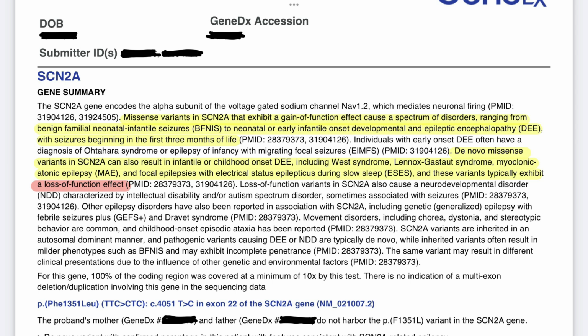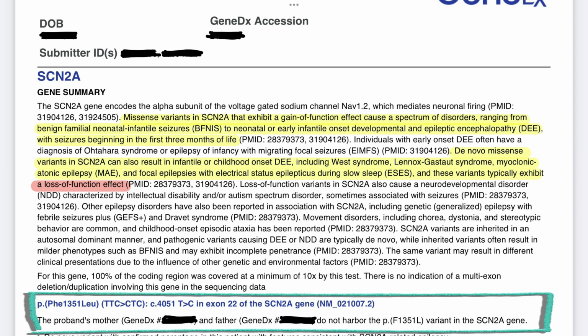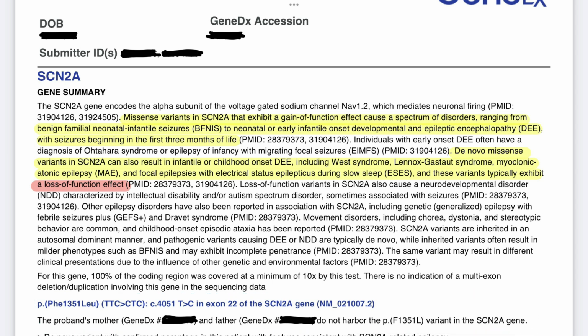If we go down to the last sentence on the page, we can see that the proband's mother, meaning the patient's mom and dad, did not harbor the change in the gene, which is exactly what we had seen previously, saying that it was new in the child.